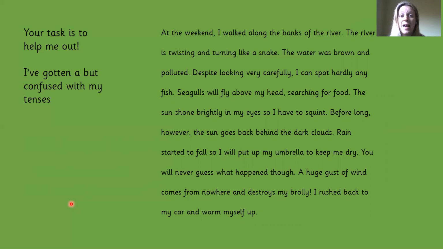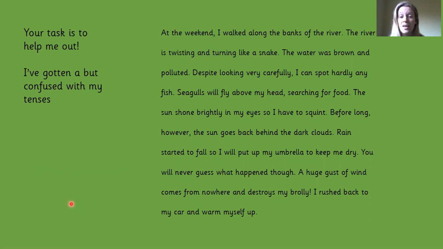At the weekend, I walked along the bank of the river. The river is twisting and turning like a snake. The water was brown and polluted. Despite looking very carefully, I can spot hardly any fish. Seagulls will fly above my head, searching for food. The sun shone brightly in my eyes, so I had to squint.